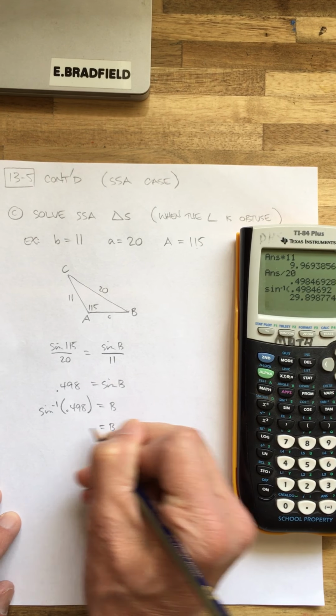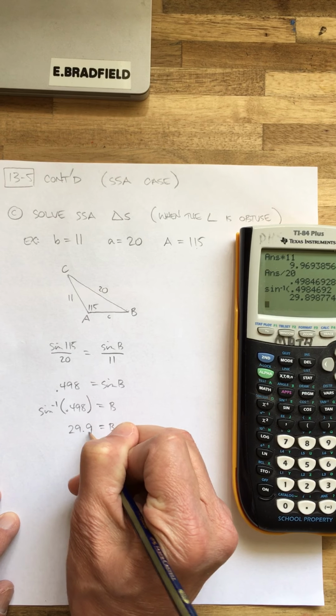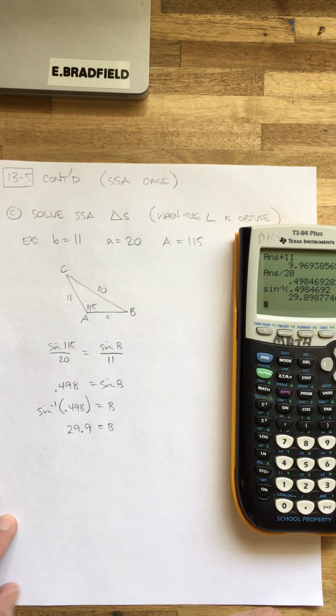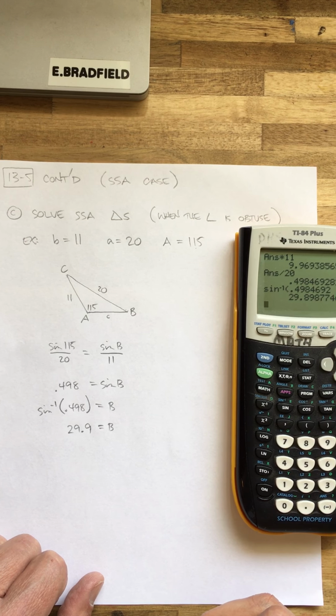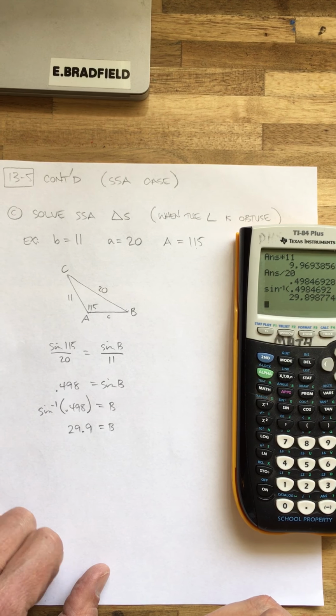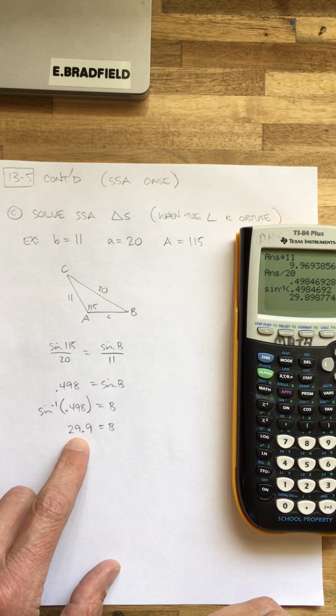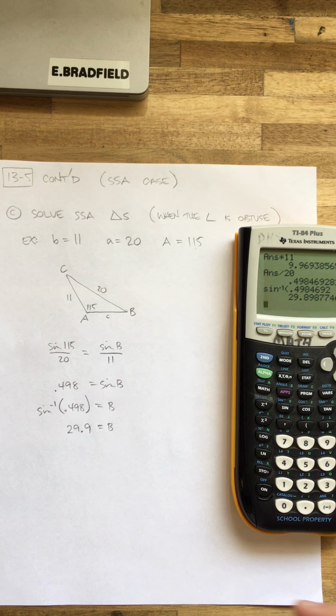So B equals 29.9, almost 30 degrees. Which makes sense because the ratio is almost 1/2, right? Isn't the inverse sine of 1/2 30 degrees? Or in other words, the sine of 30 degrees is 1/2. Okay, so that makes sense to me.